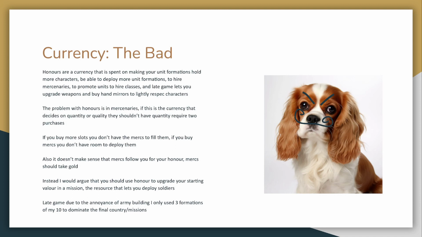The problem with honors is in mercenaries. If this is the currency that decides on quantity or quality, they shouldn't have quantity require two different purchases. So, if you buy more slots, then you don't have the mercenaries to fill those slots. But if you buy mercenaries, you don't have any room to deploy them. Also, it doesn't really make any sense that mercenaries are following you for your honor. They're mercenaries. They should be working for gold, like a mercenary.